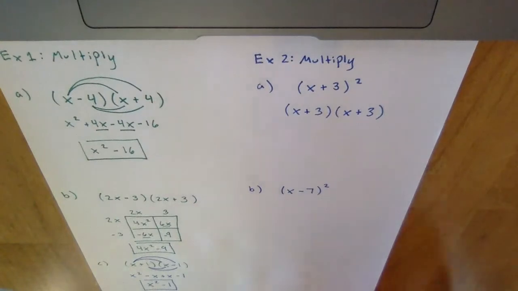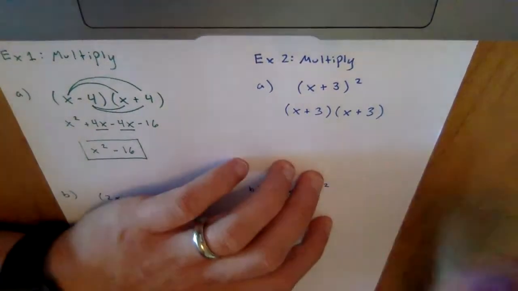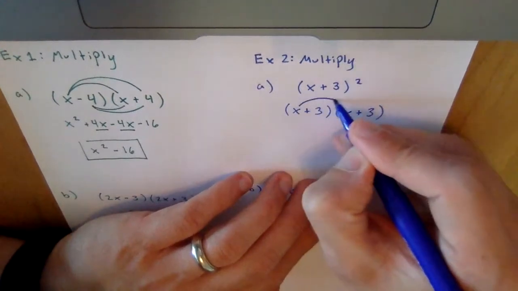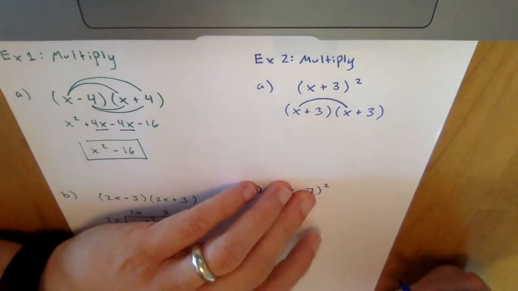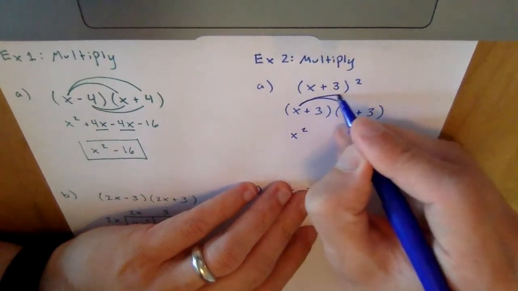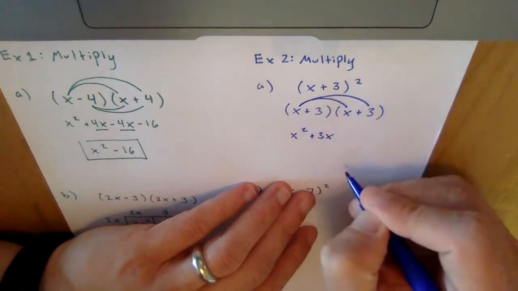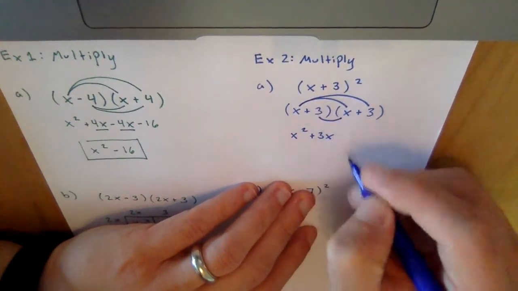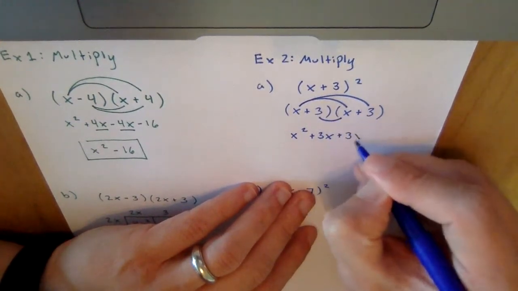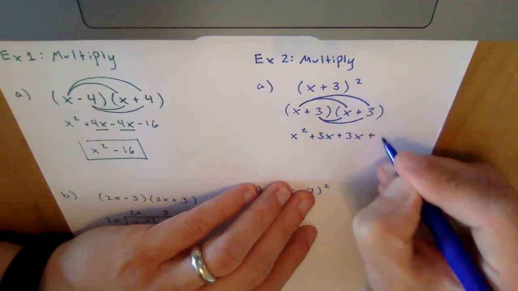And then I'm right back to where I was for the last couple lessons. I need to multiply these. Again, I'm going to use this arrows method with the foiling. So x times x is x squared. x times 3 is 3x. And then 3 times x is 3x. And 3 times 3 is 9.